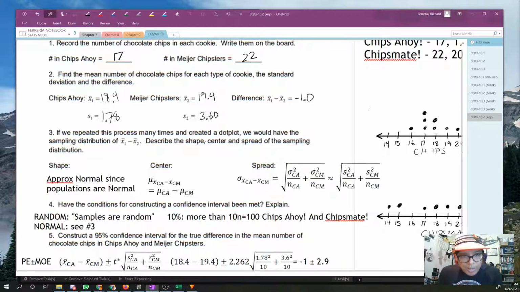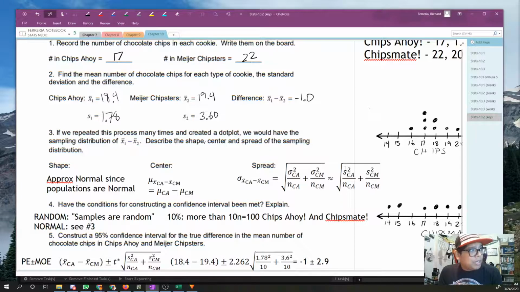I don't want to rewrite that. And what about that 10% rule? Well, our samples were 10 each, so are there more than 100 Chips Ahoy cookies out there? I've eaten more than 100 Chips Ahoy cookies myself. What about Chipsmate? Well, I haven't eaten 100 Chipsmate cookies, but just looking at the shelves on Ralph's, I can tell you there are more than 100 cookies out there. It only takes 2 or 3 sleeves.